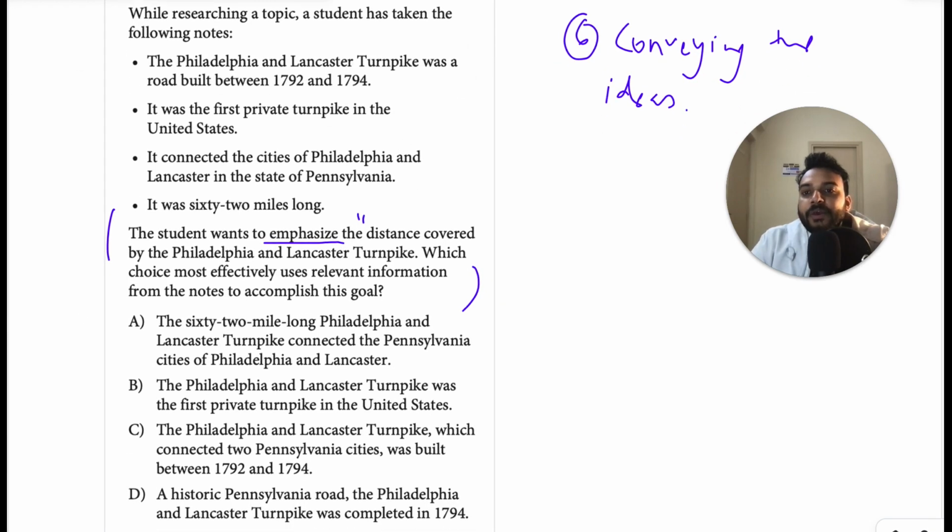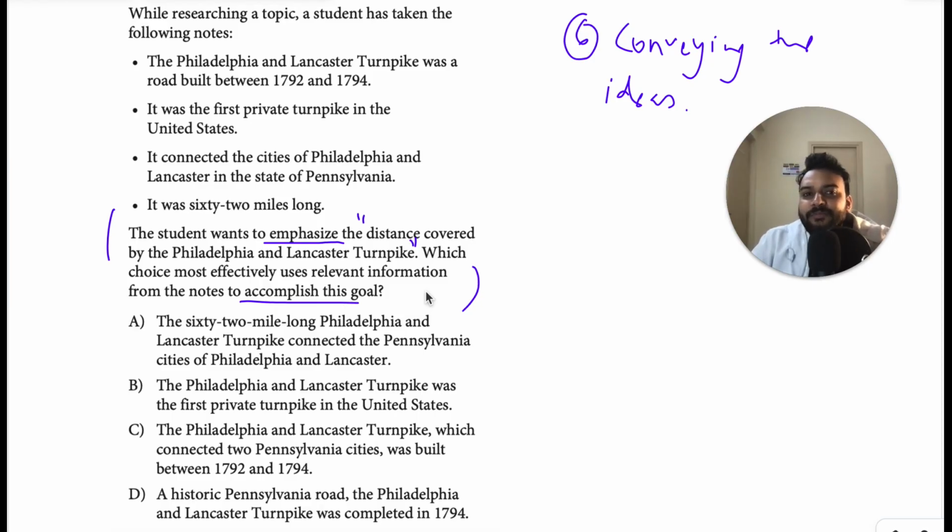Okay. What does he want to emphasize? The distance covered by the Philadelphia and Lancaster Turnpike. Okay. He wants to emphasize this. Which choice most effectively uses relevant information from the notes to accomplish this goal? So the student wants to emphasize the distance covered by the Philadelphia and Lancaster Turnpike.